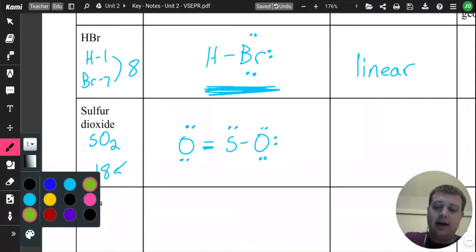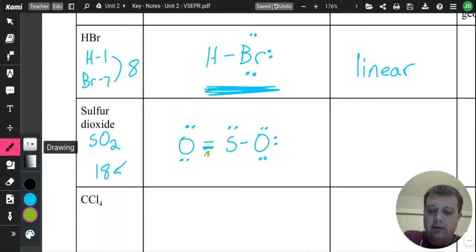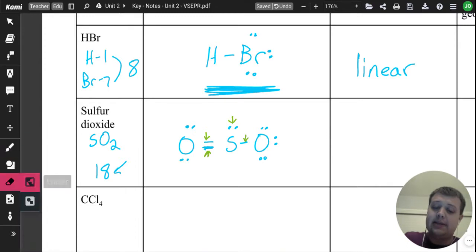So oxygen has 2 here, 2 there, 2 there, and 2 there. So there's a total of 8 attached to that oxygen, so it's good. This other oxygen has 2 here, 2 here, 2 here, and 2 here. So it also has 8. All right, now let's check our sulfur. Sulfur has 2 here, 2 there, 2 there, and 2 there. So it has 8. Now everything has 8, so one final check.